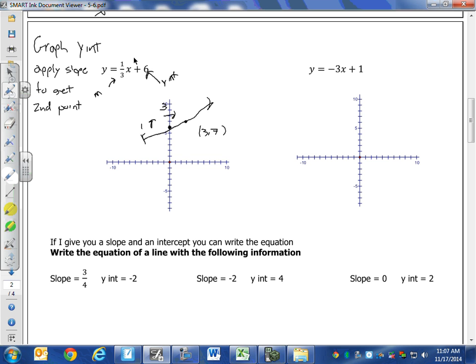Then go ahead and label both points using x's and y's. Don't just plot the point and just forget about it.